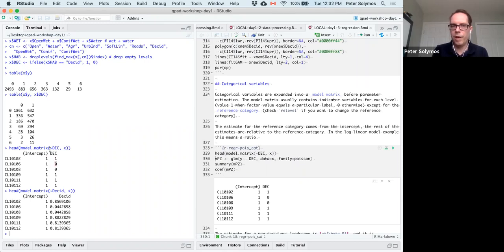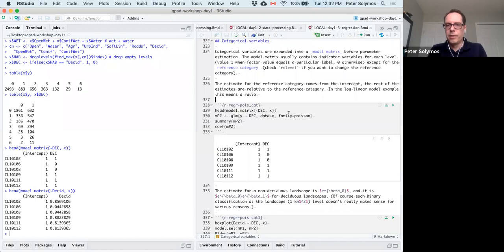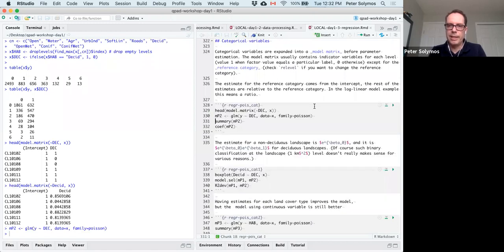If you have multiple levels, then the first level, like here the non-deciduous, is going to be the intercept. And then if you have more levels, that's just going to be extra columns added with this dummy coding of 0 and 1. When the label is that, you get a 1, otherwise a 0. So this is how you think about categorical variables when you try to make a prediction. Let's fit a model like that.